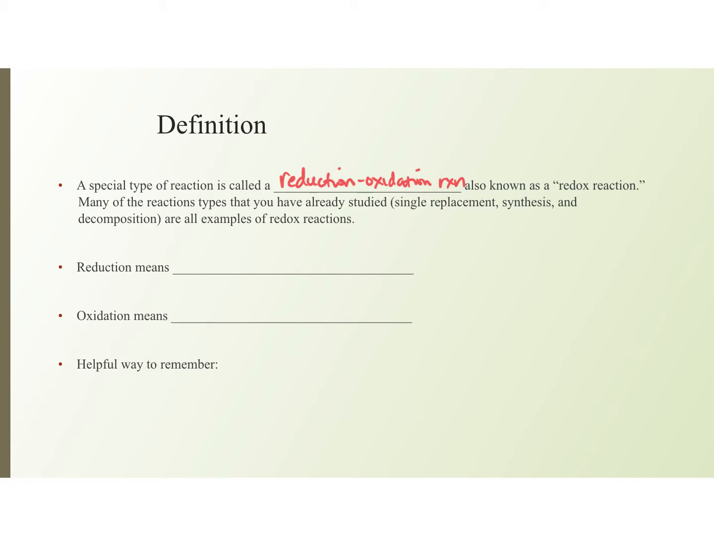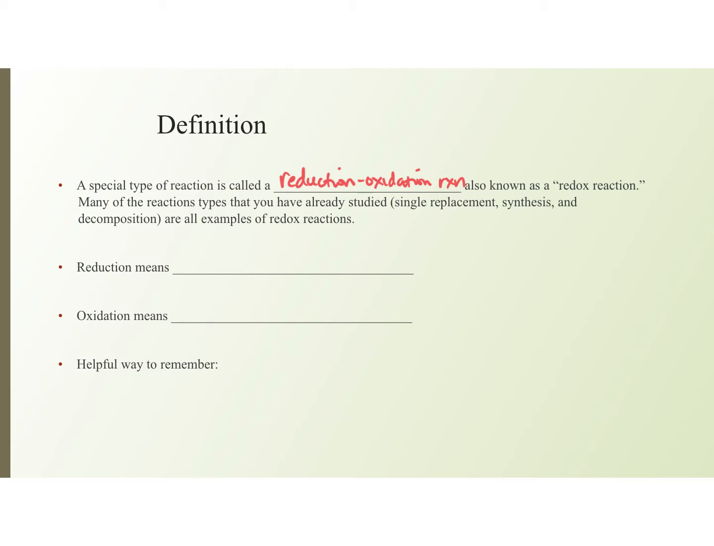Now, many of the equations that you have already studied, you learned about this in general chem either last year or the year before. We learned about single replacement reactions, synthesis, and decomposition. And those are all examples of redox reactions. We didn't call it that, but now we can give it the special terminology known as redox reaction.